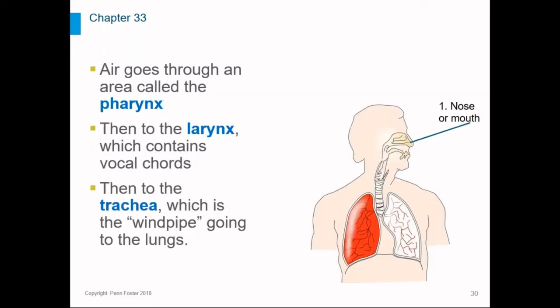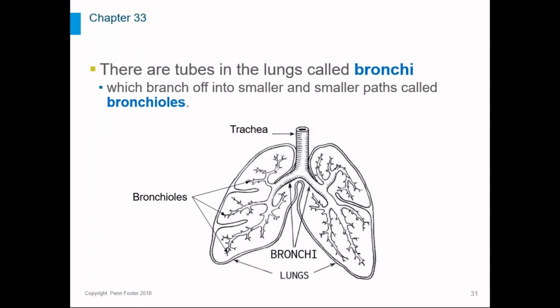So air comes in through the nose and then goes to an area called the pharynx, then to the larynx, which contains the vocal cords, then to the trachea, which is the pipe that goes to the lungs, and finally ends up in the lungs. So let's look at the lungs themselves. There are tubes in the lungs called bronchi, which branch off into smaller and smaller paths called bronchioles. They end in tiny air sacs called alveoli.